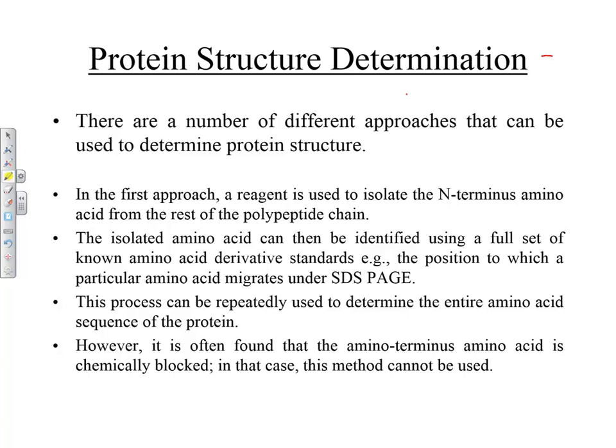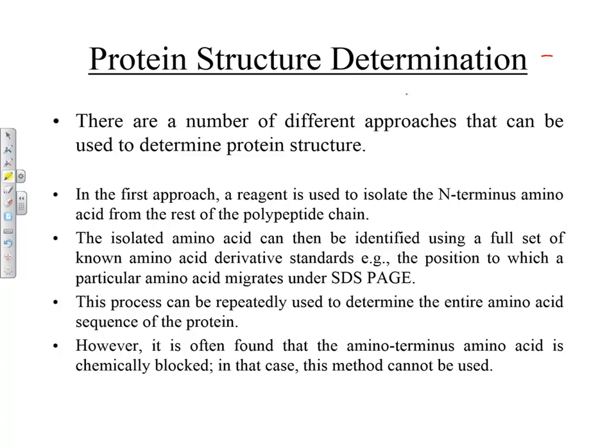Now, how do you determine protein structure? Remember, we said there were different levels of protein structure. The primary structure was the amino acid sequence. The secondary structure was the presence of alpha helices and beta sheets. The tertiary structure was the three-dimensional structure, and then we talked about the quaternary structure, which is for proteins made up of more than one polypeptide chain. So the question is, how do you determine the structure of a protein? There are a number of different approaches, and here we are talking, initially at least, about the primary structure.